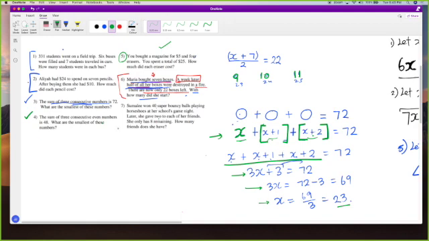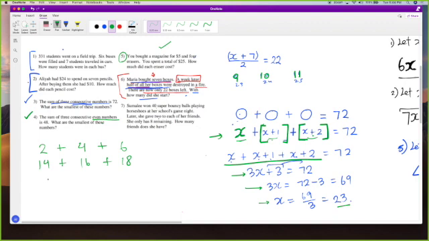For number 4, I want the equation. The sum of 3 consecutive even numbers. So consecutive even numbers could be 2 plus 4 plus 6. Those are consecutive even numbers. Or you can have 14 plus 16 plus 18. Those are consecutive even numbers. So I have an equation.